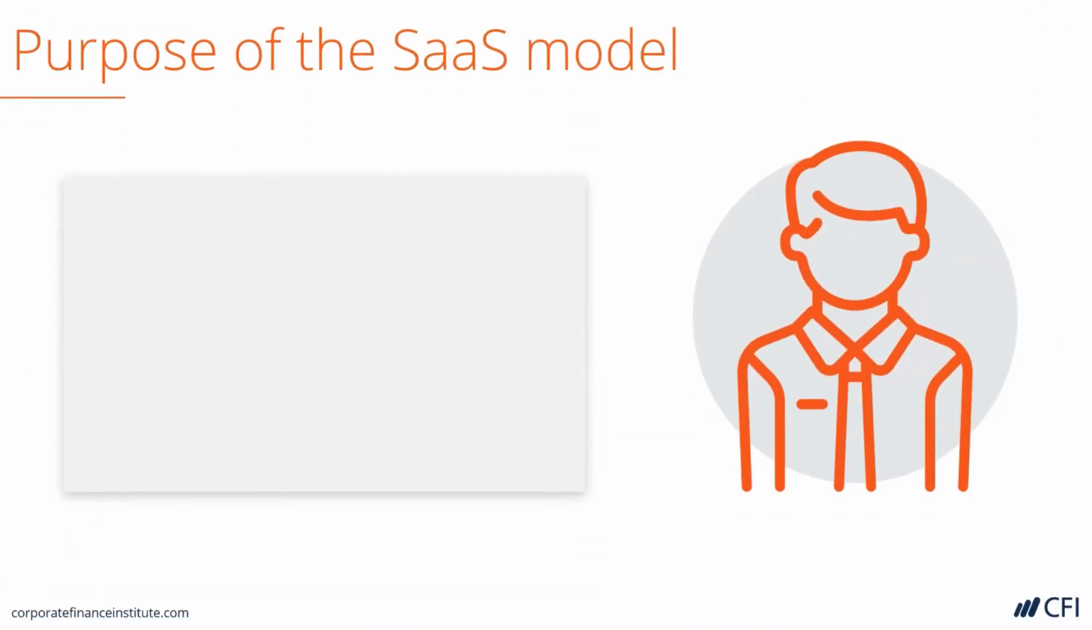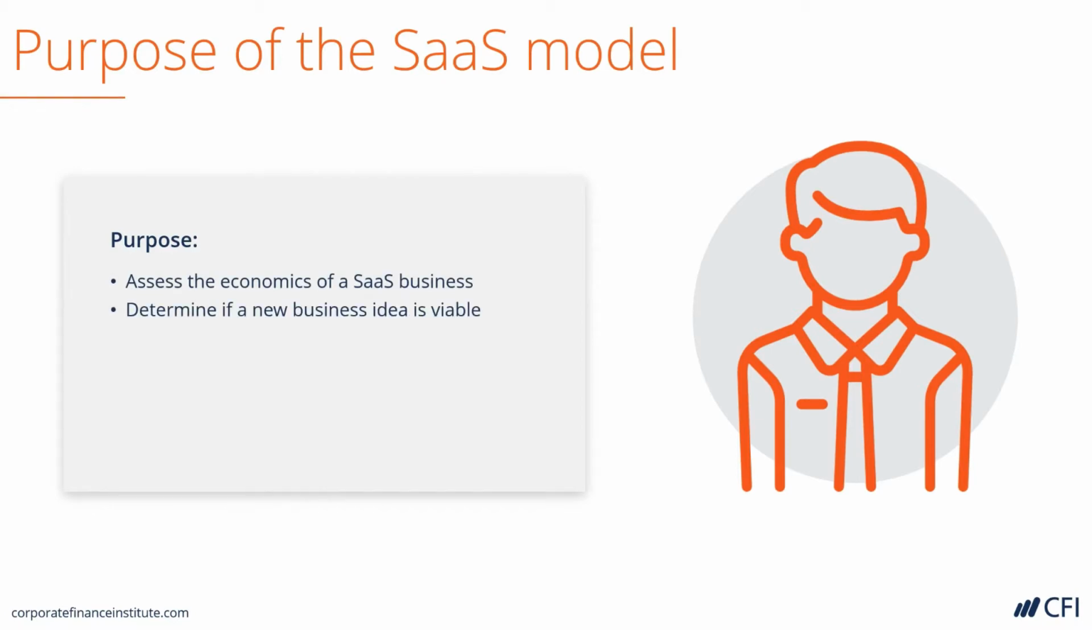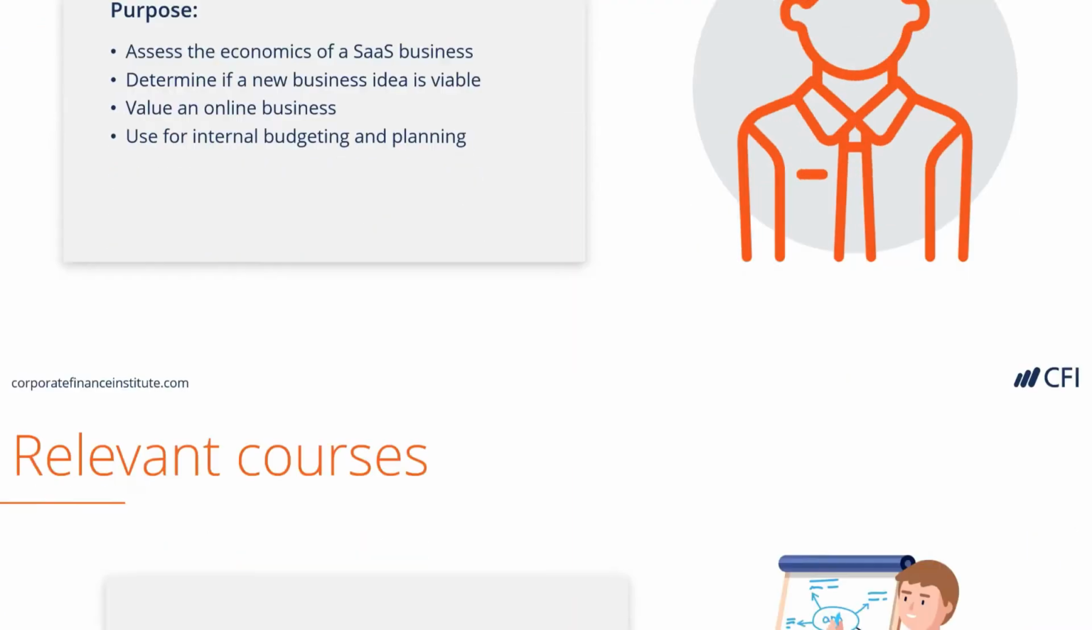The purpose of the SaaS model could be many different things. One is to assess the economics of a SaaS business. Another is to determine if a new business idea is viable. This could be used for a startup. It's used for internal budgeting and planning purposes if you are at the operation of a SaaS company.